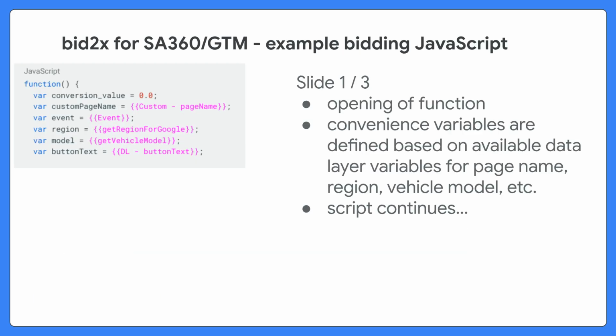This is the first part of an example JavaScript generated by bid2x for SA360. It shows the function's opening and the definition of convenience variables. During configuration, you can define convenience variables such as this to make repeated code more concise. In this example, several lookups using the double curly bracket notation are made to the data layer and stored in local variables.